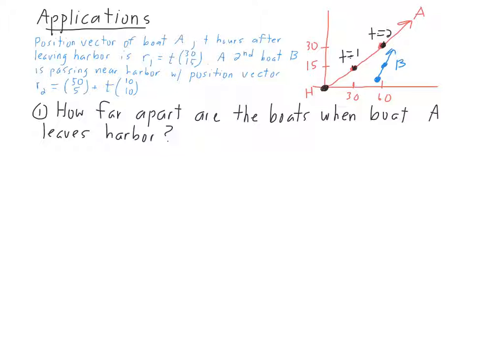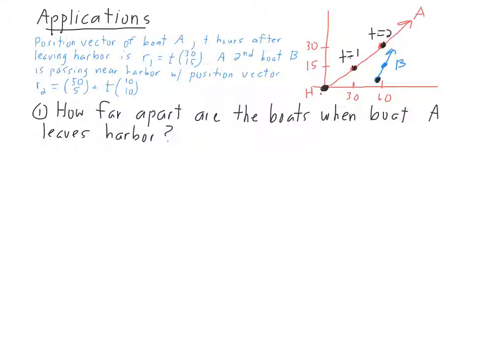Then we have boat B. It's passing near the harbor, and we're given a position vector for that. We're given an equation. So we know that it's passing through 50, 5. Okay, so 50 is the x and 5 is the y. Think of it as when t is 0, that's where it's starting, so to speak. Maybe it was anchored, and then it decided to just start moving according to a direction vector of 10, 10.